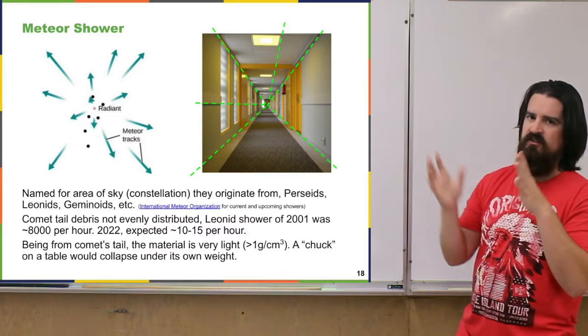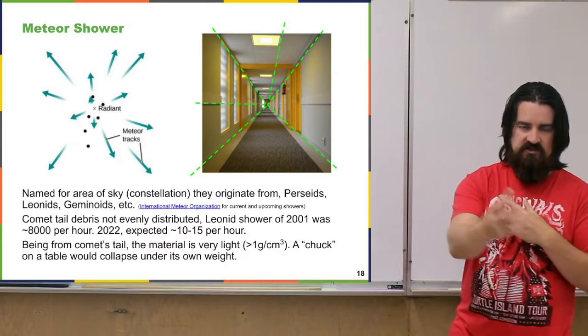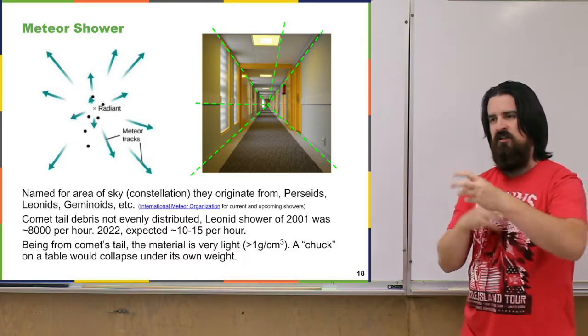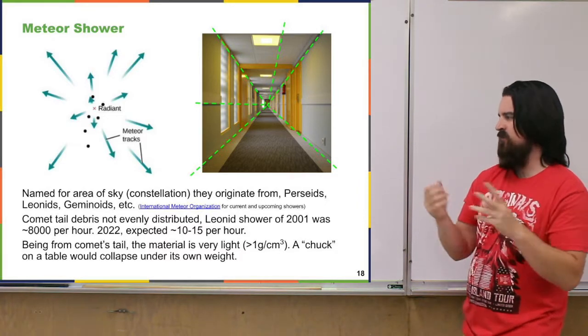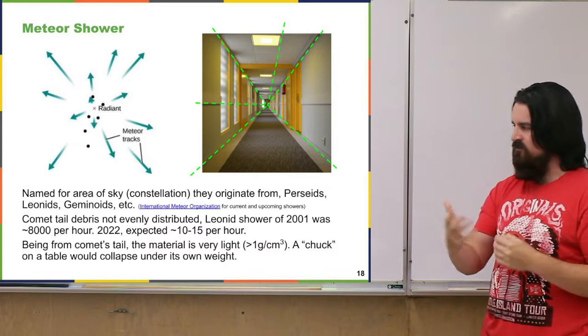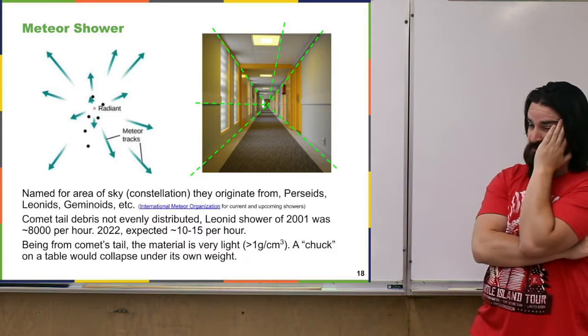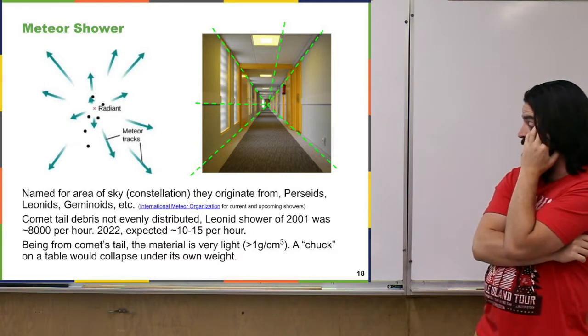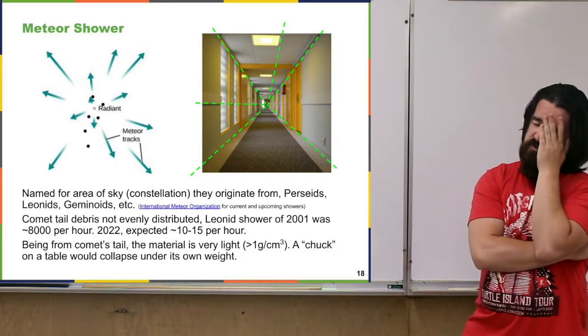So it's unevenly distributed dust in this tail, which means that at some places, when we go through that dust tail, it's a lot more dense. There's a lot more dust. We're going to see a lot more meteors in that meteor shower. Some places it's a lot less. You don't see quite as many. One of the most recent epic meteor showers was the Leonid shower of 2001, and that was about 8,000 meteors per hour.